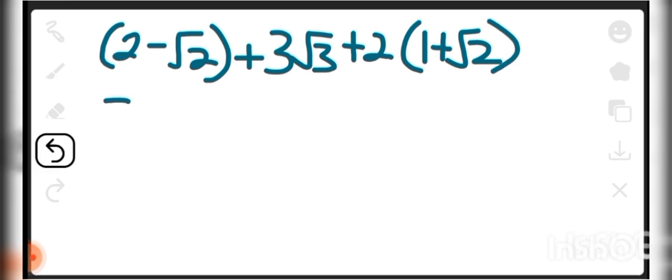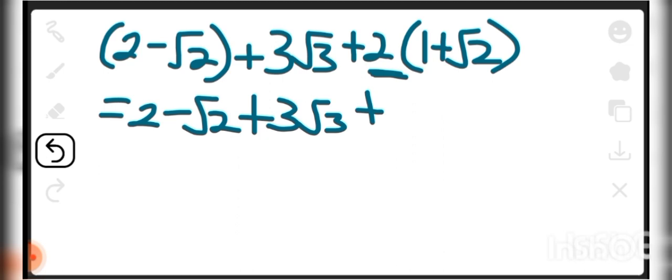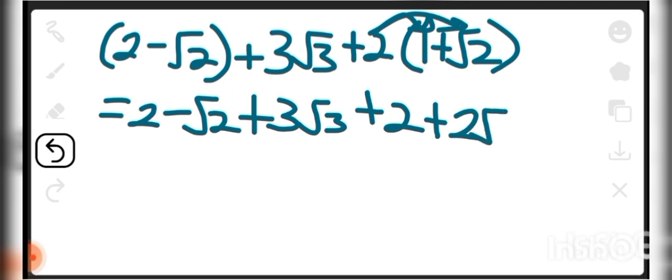Let's solve this one. The first thing, if you check, there's nothing behind that bracket, so it is going to be 1. If 1 multiplies anything, it remains the same, so that will be 2 minus root 2. Then plus, there's no bracket here, just leave it, 3 root 3, plus, then we have 2 here beside this bracket, so we're going to use this 2 to multiply 1, also use it to multiply root 2 to open the bracket. So 2 times 1, we're going to have 2. 2 times root 2, we're going to have 2 root 2.